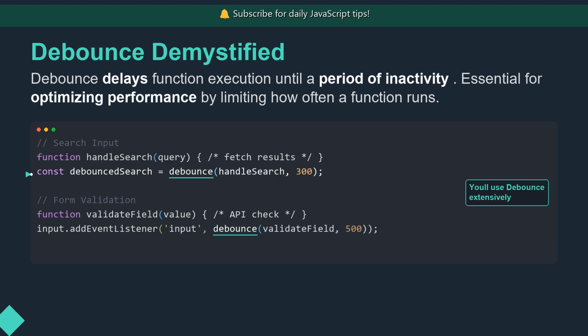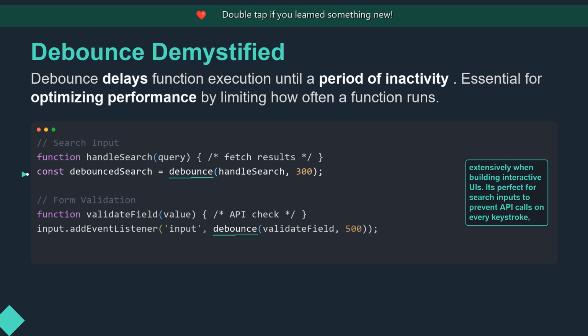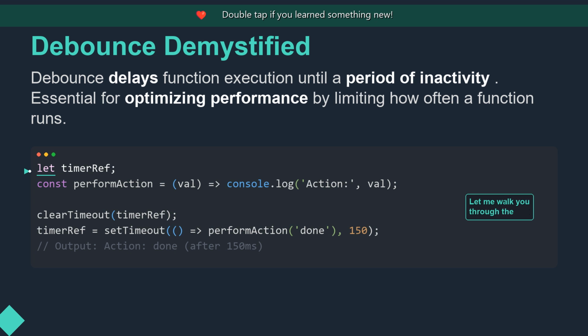You'll use Debounce extensively when building interactive UIs. It's perfect for search inputs to prevent API calls on every keystroke, ensuring the search only runs after the user stops typing for a moment. It's also vital for handling window resize events or form validation to avoid overwhelming the browser with frequent computations. Let me walk you through the code.